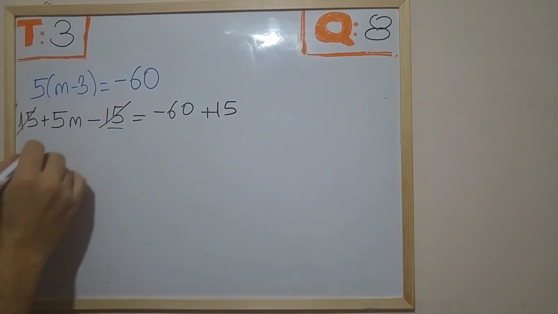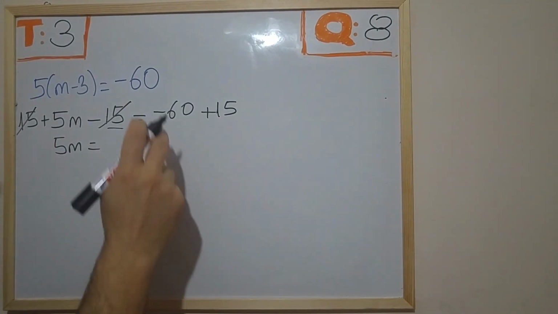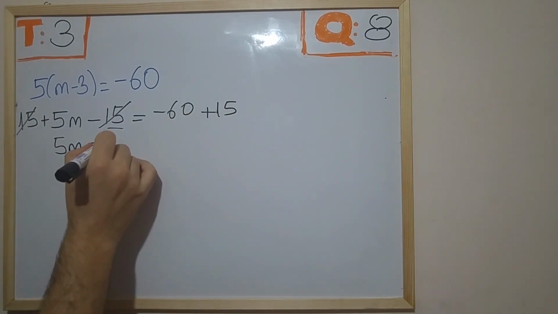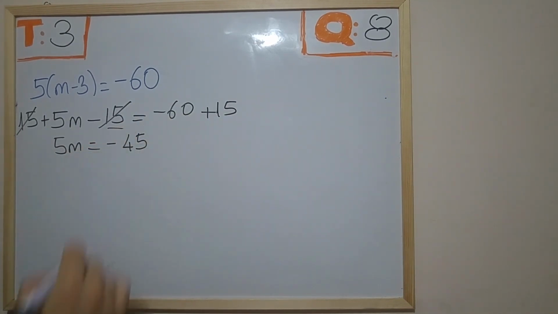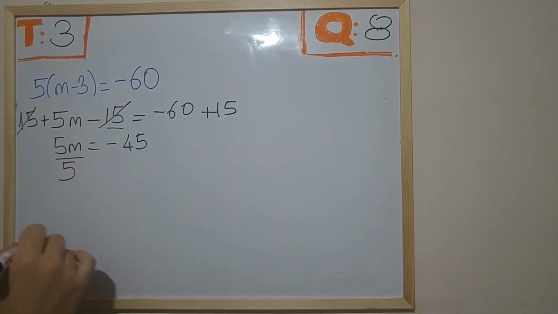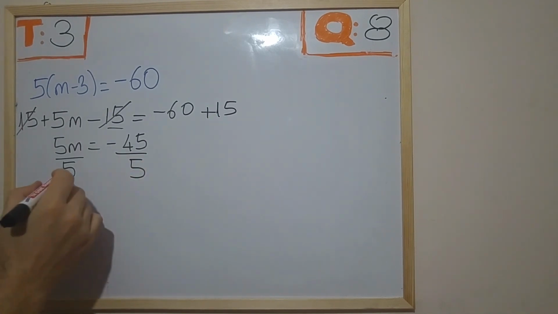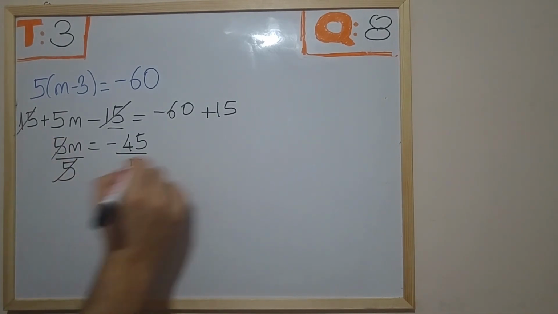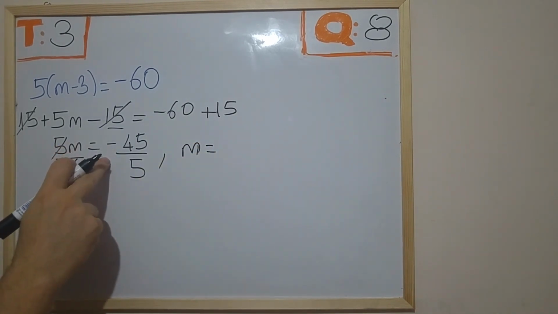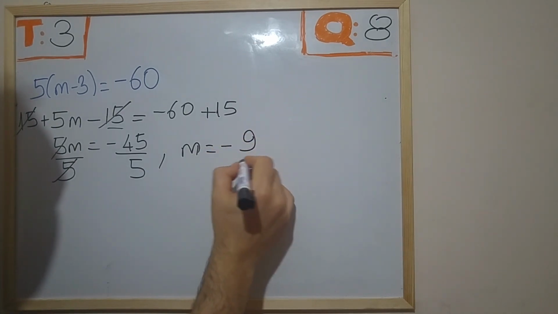These will cancel out, so we're going to have 5m here will be equal to minus 60 plus 15, which is equal to minus 45. Next, in this next step, we have to get rid of the 5 coefficient in front of m by dividing each side by 5. Then we will have m will be equal to minus 45 divided by 5, which is equal to minus 9 as answer.